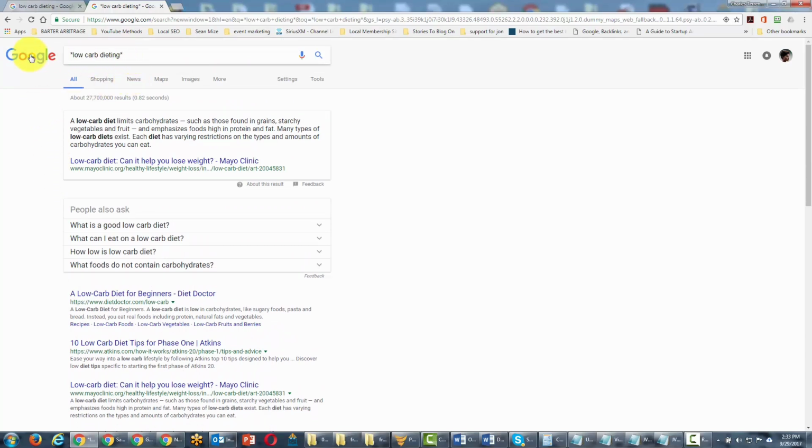So again, when you don't know quite what the terms are or you're not quite certain of them, use a wildcard search and the asterisk.